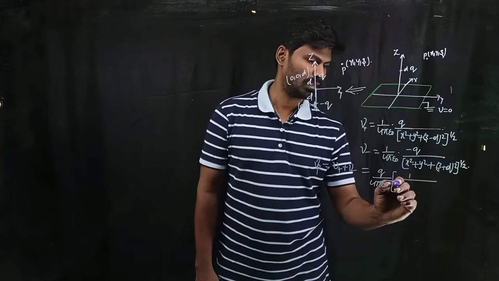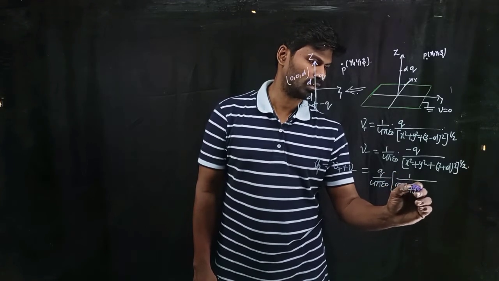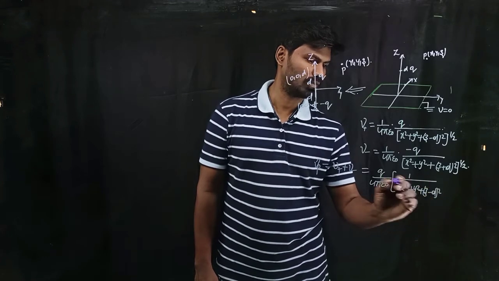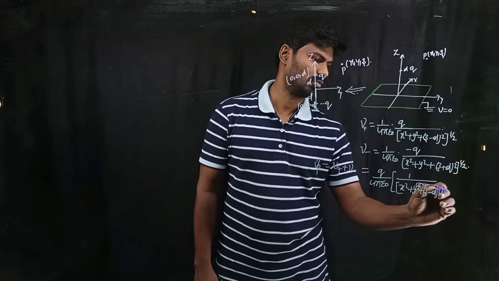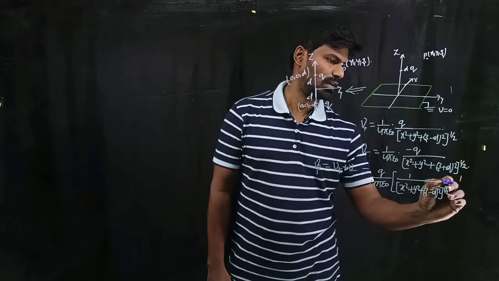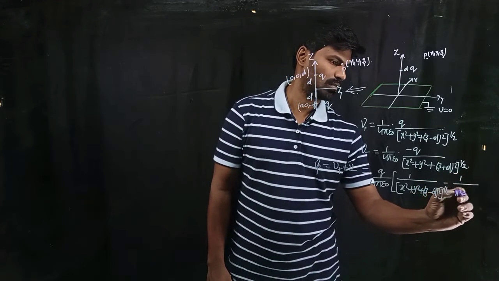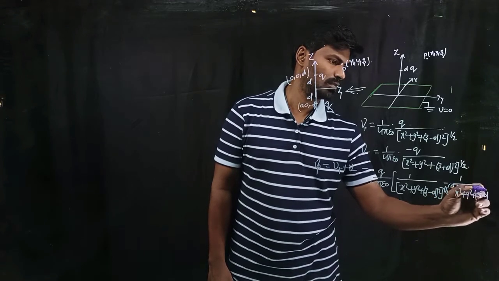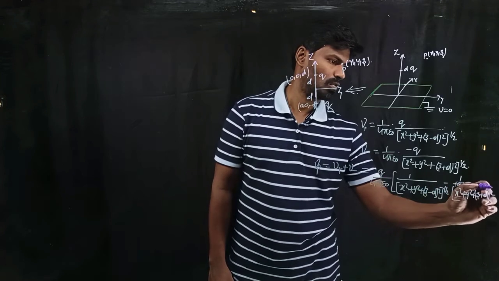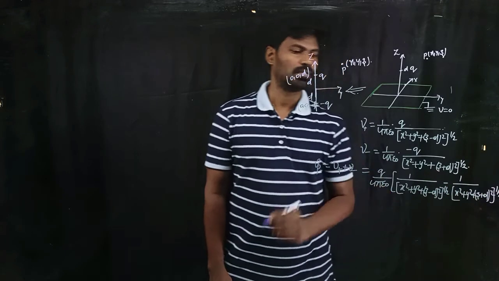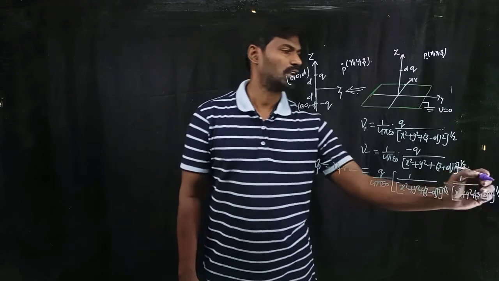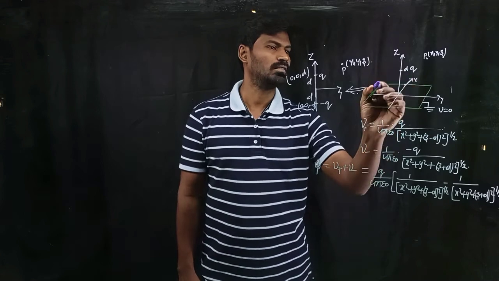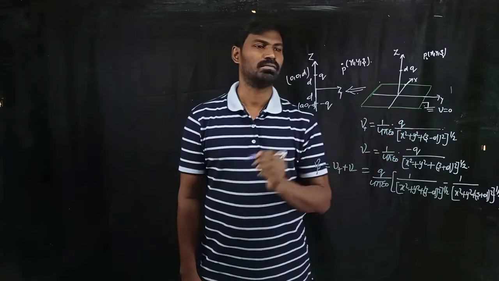1 divided by [x square plus y square plus (z minus d) whole square] whole power 1 by 2, minus 1 divided by [x square plus y square plus (z plus d) whole square] whole power 1 by 2. This is the expression for the resultant potential at point P due to this charge and this earthed conductor.